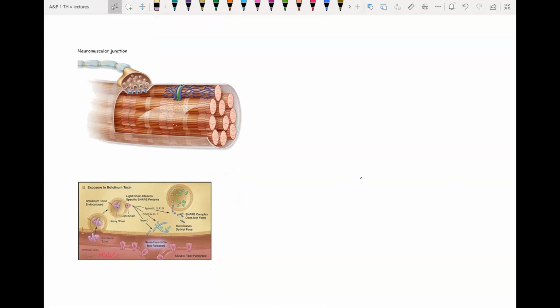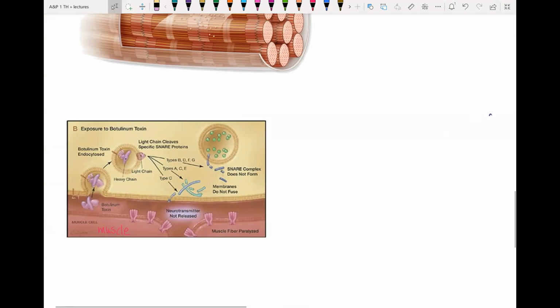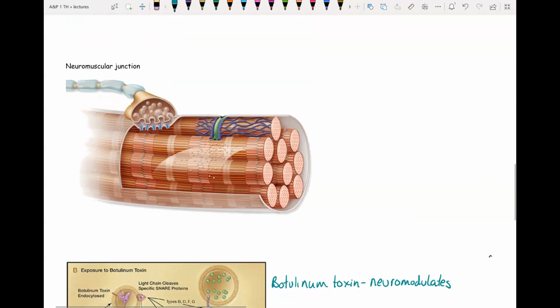Another example of neuromodulation is with botulinum toxin. So let's review what goes on with a muscle. And we're going to put some ideas together from Chapter 10 and Chapter 12. So this picture should be familiar.